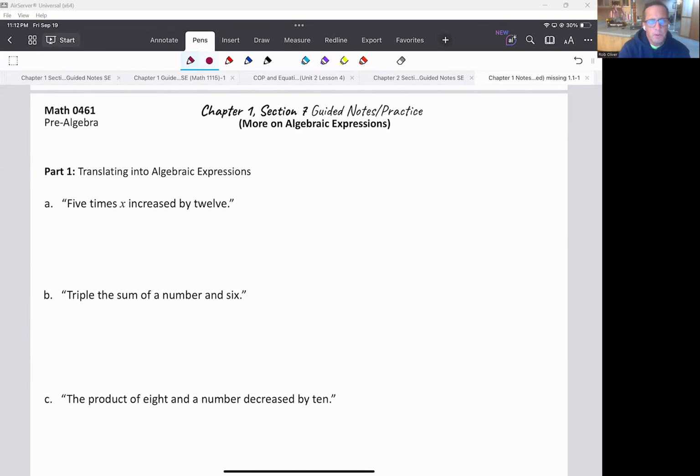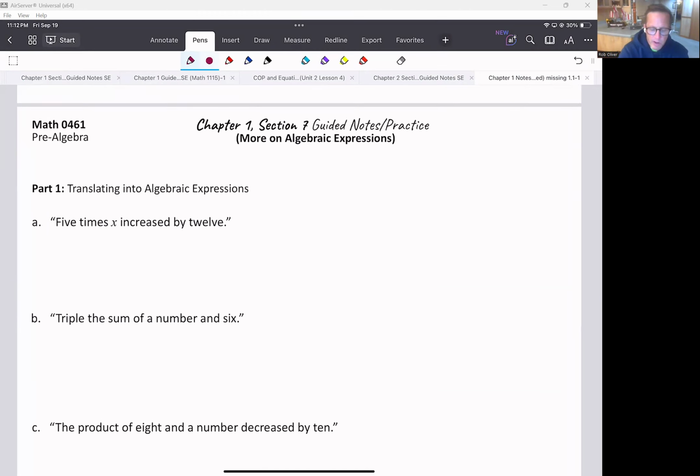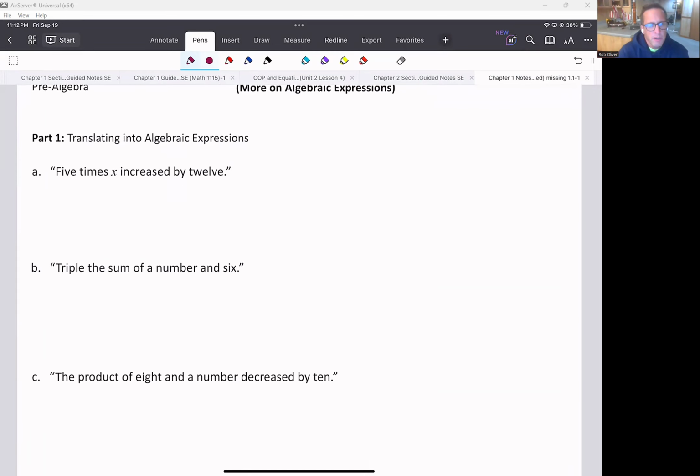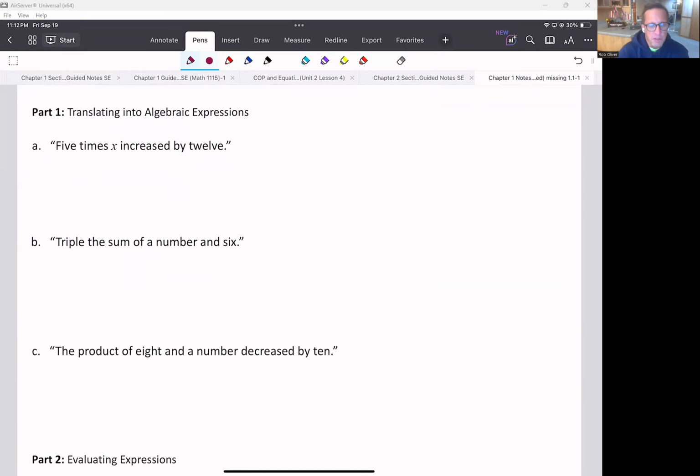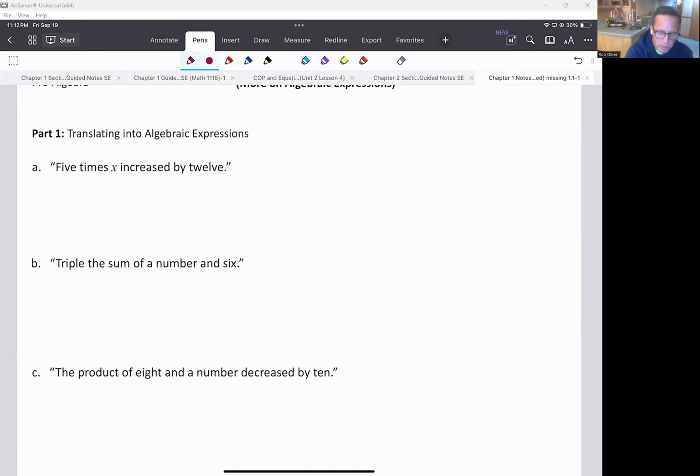Okay, let's go ahead and start with chapter 1, section 7, which is more on algebraic expressions. For this first part, let's go through some examples of a written phrase and write it out as an algebraic expression. So we've got 5 times x increased by 12. This one's pretty straightforward. So 5 times x, I'm going to do 5x. I'm going to write it as much in an algebraic way as I can.